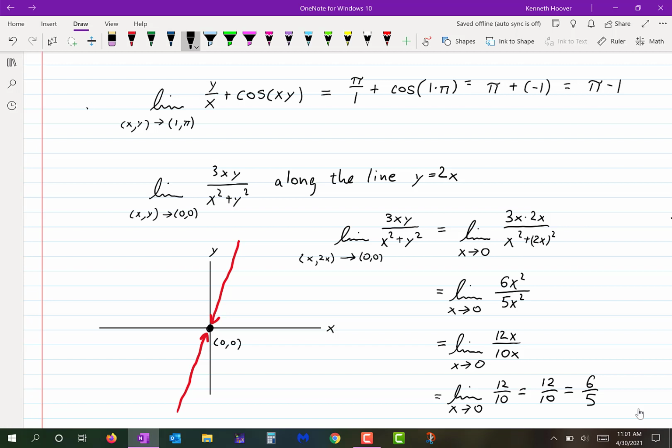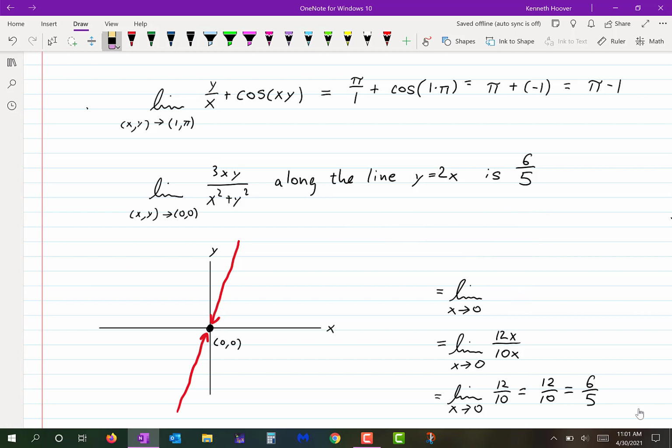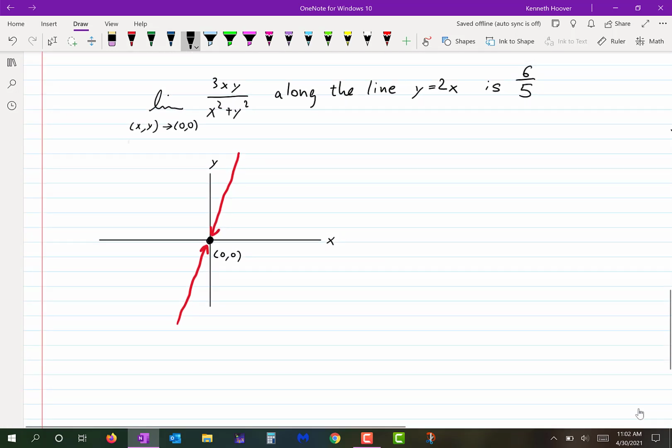Now let's remember that that was 6/5. Let's find the limit of the same function as we approach the origin from a different direction. How about if we did this? Same function.